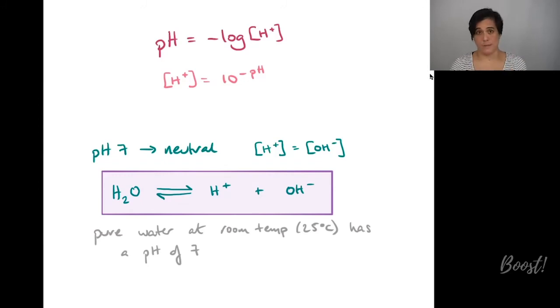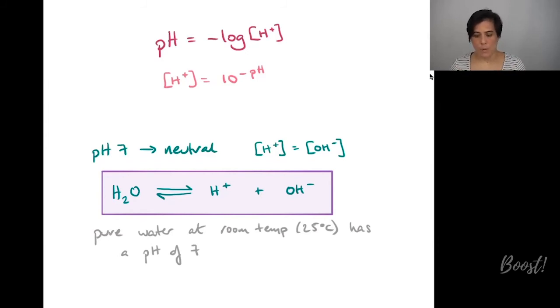Having said that, just keep a note that this is only necessarily true of water at room temperature. It's always true of something that's pH 7, but if water is at a different temperature, it will actually not be pH 7. So just think about this idea of water being at room temperature in order for it to be pH 7, which means that the concentration of H+ ions will be the same as the concentration of OH- ions.